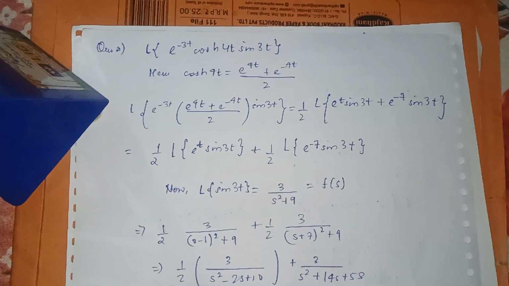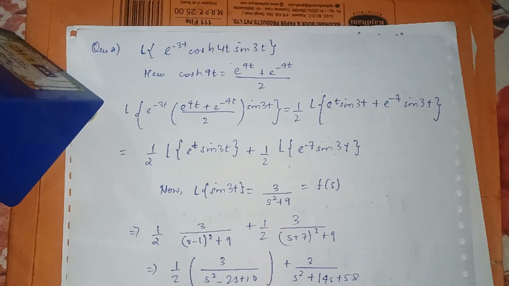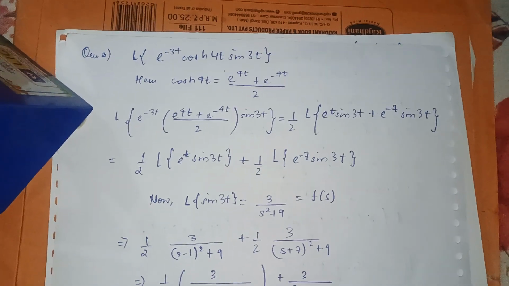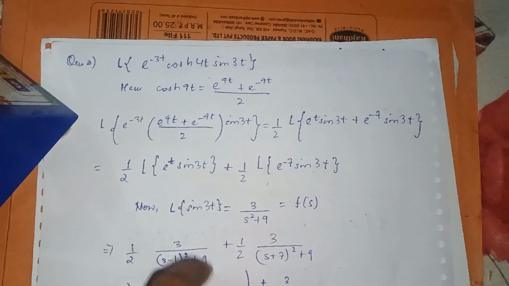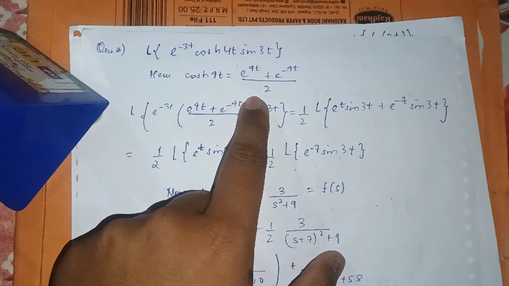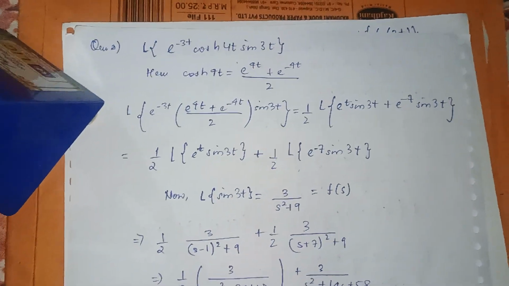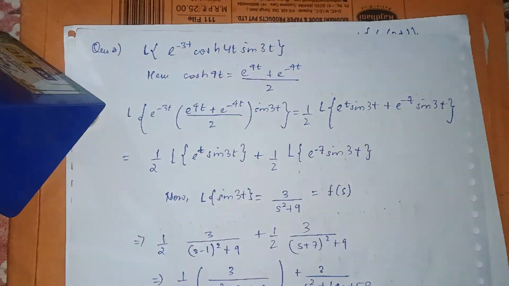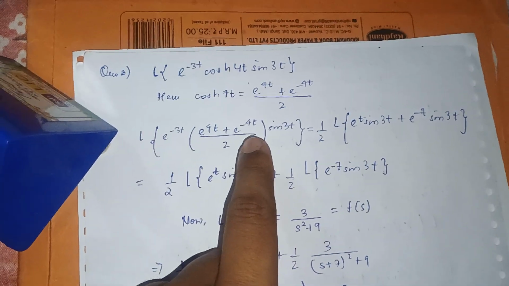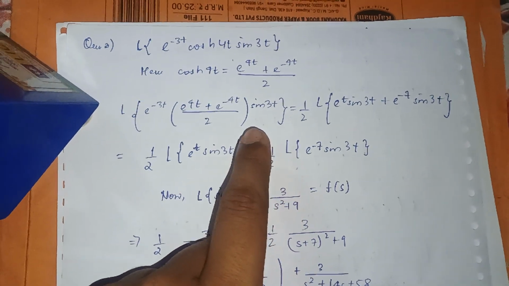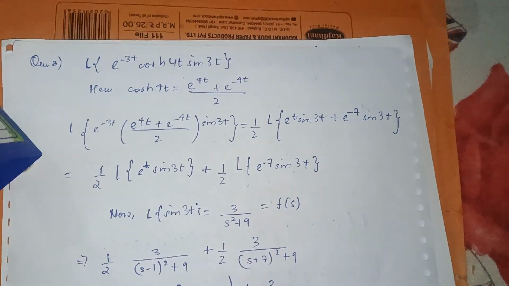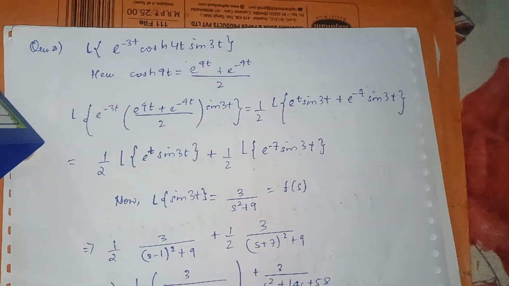We need to find the Laplace transform of e raised to minus 3t cos h 4t sin 3t. Here we know that we can write cos h 4t as e raised to 4t plus e raised to minus 4t upon 2. Therefore, Laplace transform of e raised to minus 3t times e raised to 4t plus e raised to minus 4t upon 2 times sin 3t will be given by 1 by 2 L of e raised to t sin 3t plus e raised to minus 7t sin 3t.